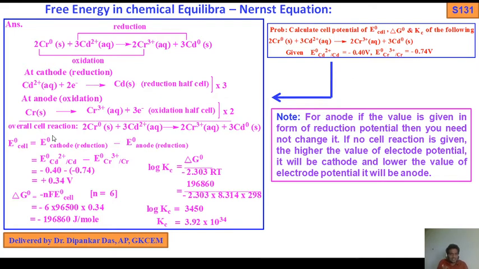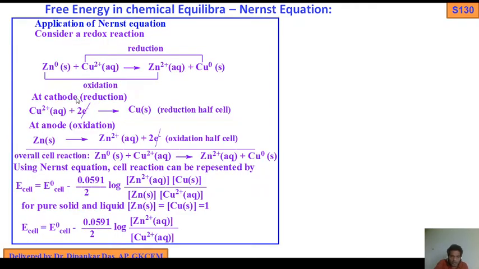Why? What is the necessity? Because in order to get the value of n. Why have I written the overall cell reaction? Because to get the value of n, how many electrons are involved. That's why I am doing this.